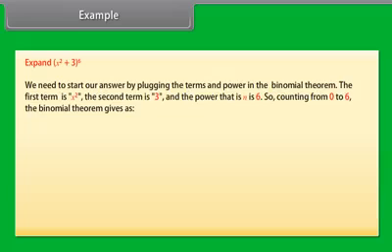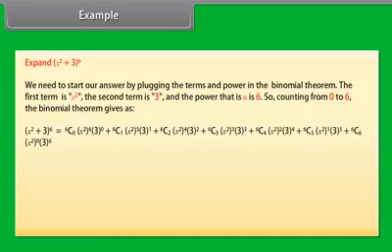Case 2. When n is even. When the binomial index n is even, there is only one middle term, and it is T n by 2 plus 1. For example, if index n is equal to 6, an even number, then the middle term will be T n by 2 plus 1, which is equal to T 6 by 2 plus 1, which is equal to T4.